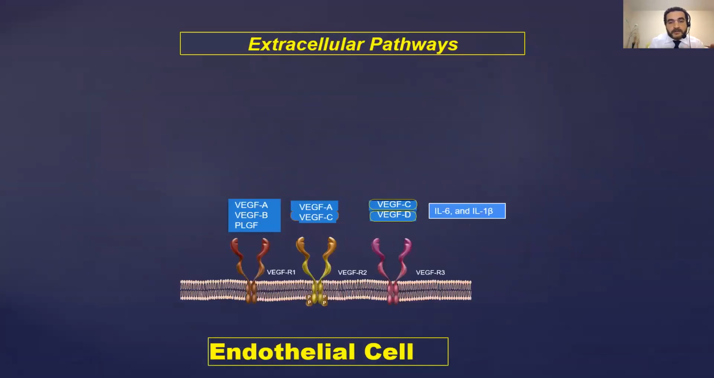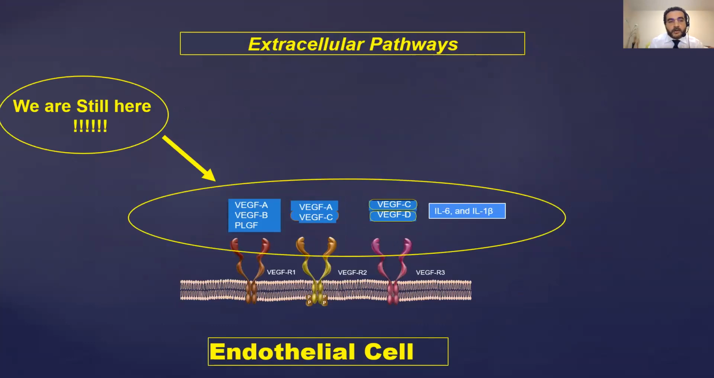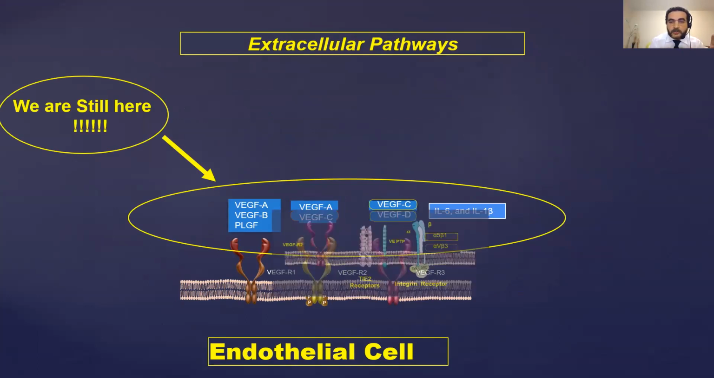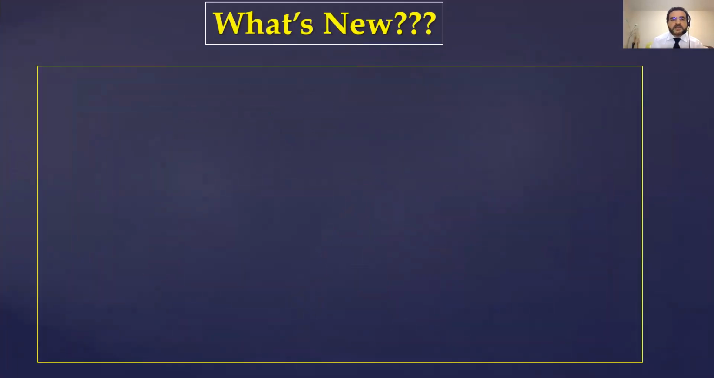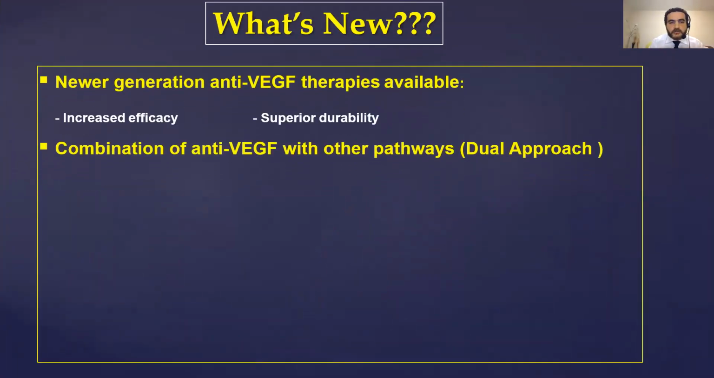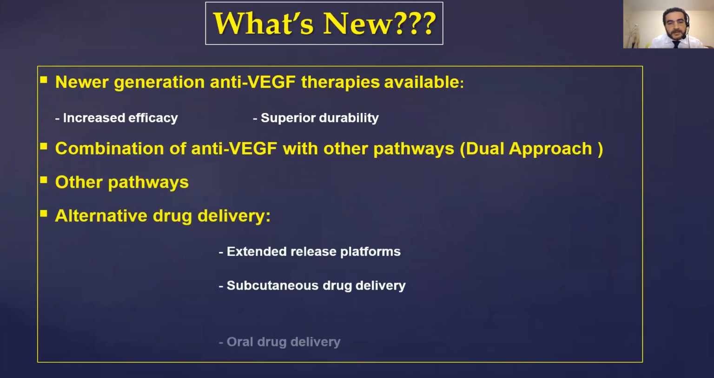If you look at this chart, we are still here now, just trying to target the overexpressed VEGF and inflammation. But what is new and coming is targeting the cellular level. Many pathways are still under investigation. Also coming are combinations of anti-VEGF with a dual pathway or the other pathways I told you about. They also have extended release platforms, subcutaneous drug delivery, and even oral and topical options. It's all still under trial. This shows us that the pathogenesis of DME is still not fully understood.